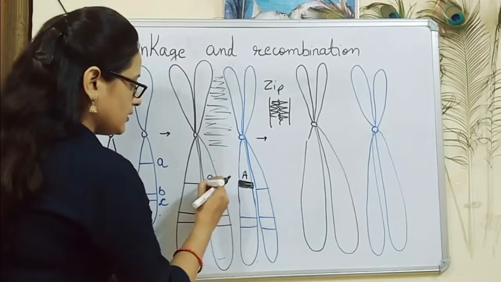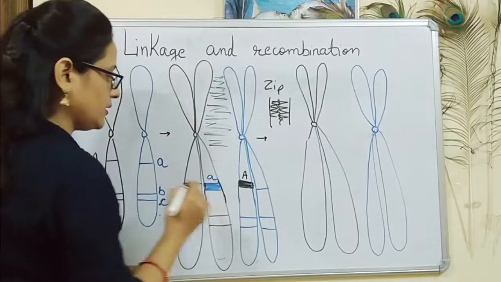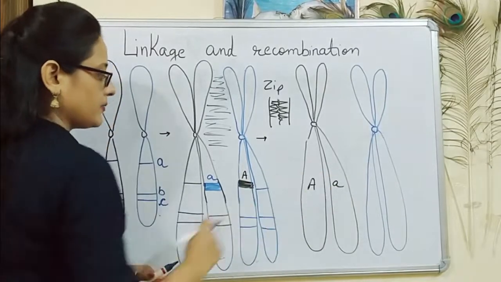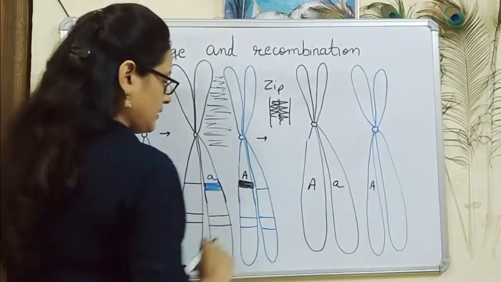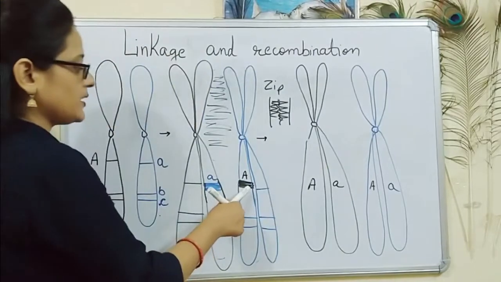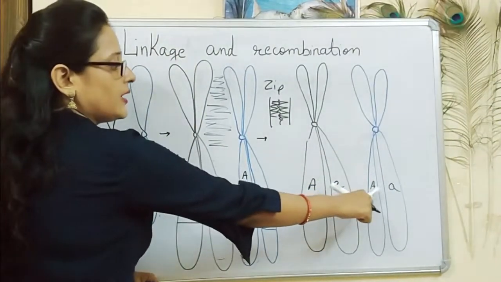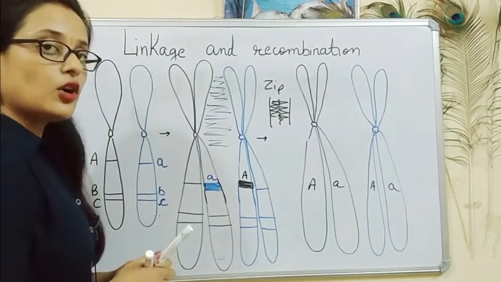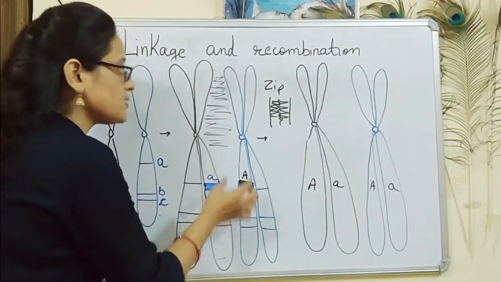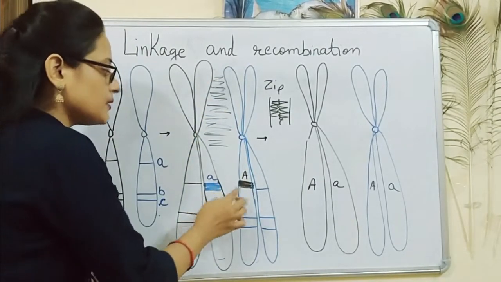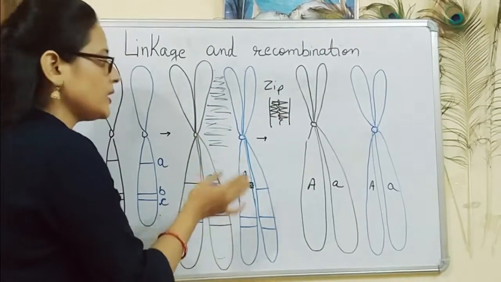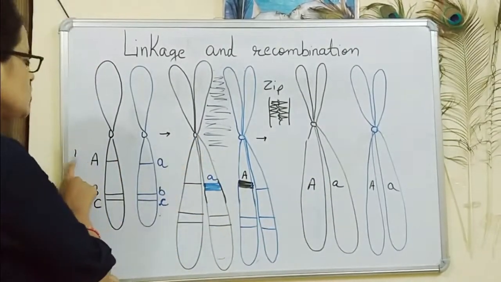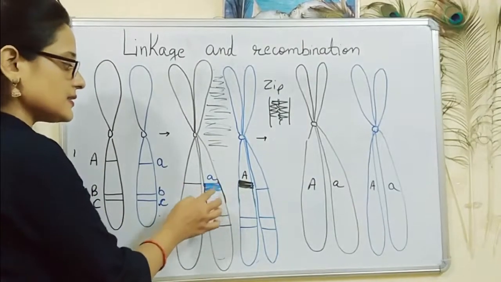So the new combination is over here, as a result of which we will get capital A, small a, capital A and small a. Previously it was small a, but now we have capital A, small a. So the combination of alleles has changed because of this exchange. This exchange has taken place because of this synaptonemal complex. And because of this crossing over, we are getting a new combination of alleles. And this crossing over has taken place in gene 1 between these two alleles.